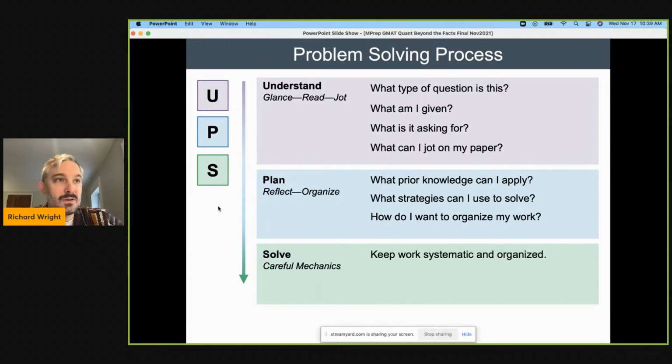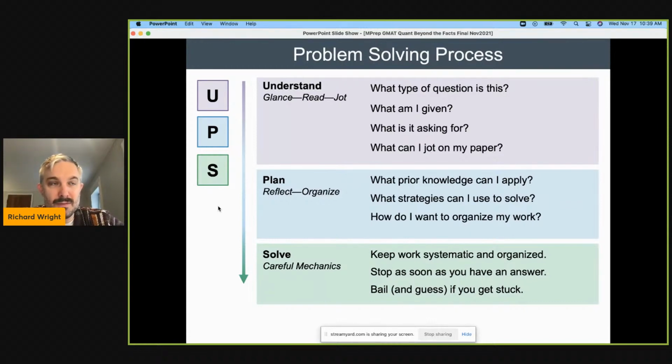And then finally, you want to start working. And as you're working, you want to make sure that you are careful and concise in what you're writing. You're not overly messy because it's a very easy way to generate careless mistakes. As soon as you have an answer, you can stop.